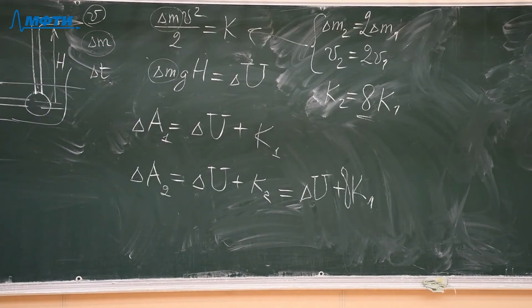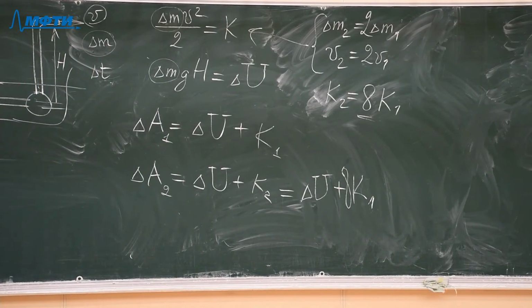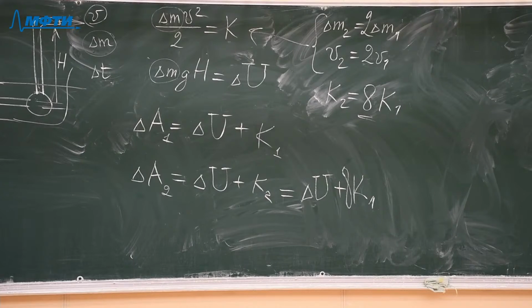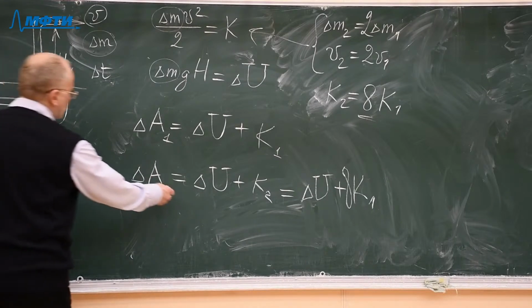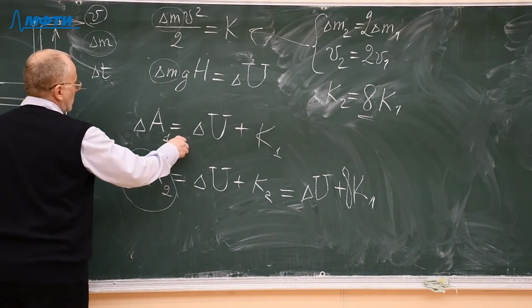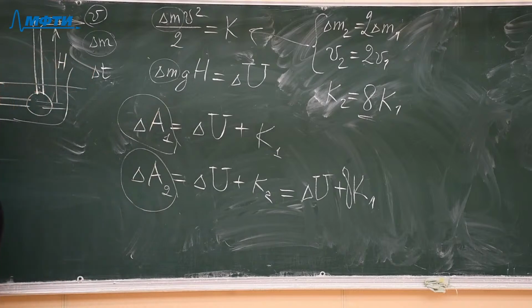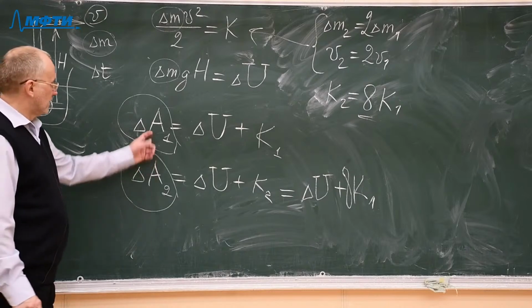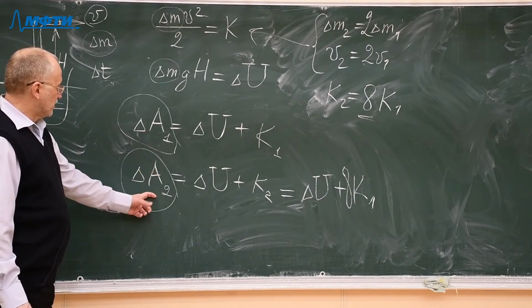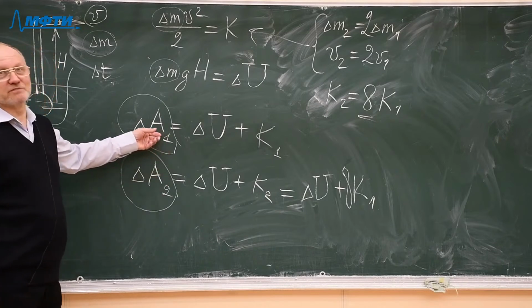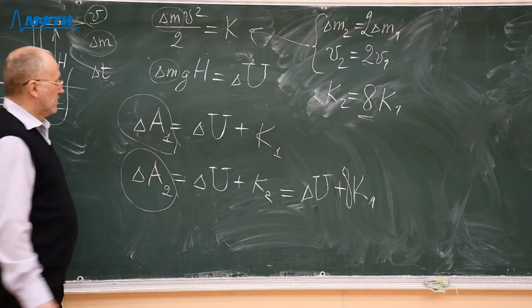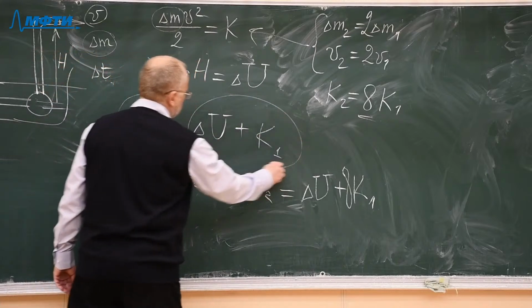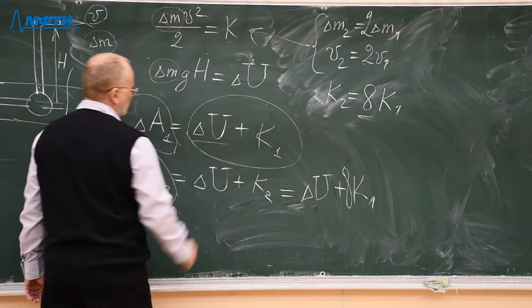And the problem says, how should the power of a pump motor change for the pump to deliver twice as much water in a unit time? How should the power change? So we must calculate how much delta A2 must be larger than delta A1. Is it possible to conclude how much larger this quantity is as compared to this quantity? It's impossible.